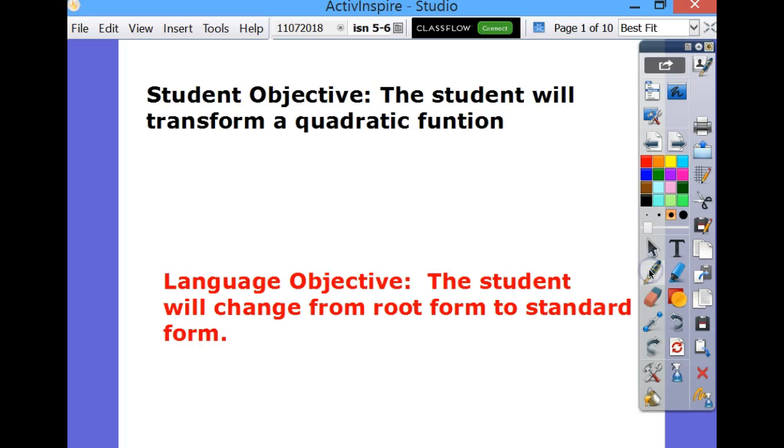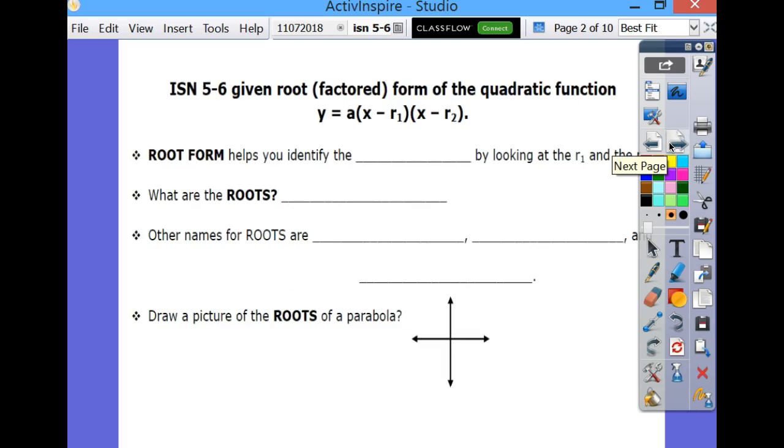We are going to learn about one more form. We have looked at standard form, we have looked at vertex form, and now the third kind of form is called root form. In the past, instead of calling it root form, many books call it factored form.